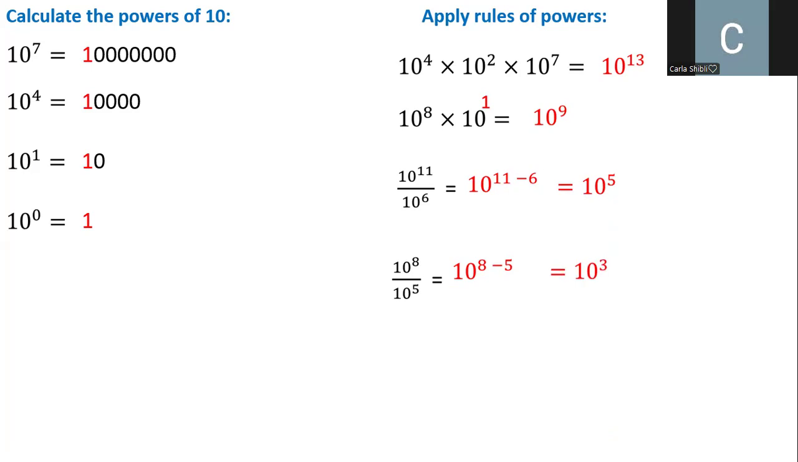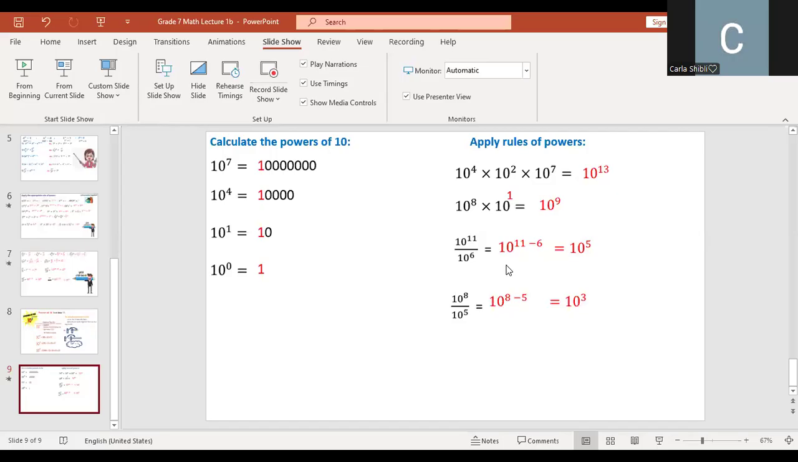Please practice these exercises on a draft to understand the rules well. This was our lecture for this week. I want you to watch the lecture well, and if you have any question, please directly contact me.